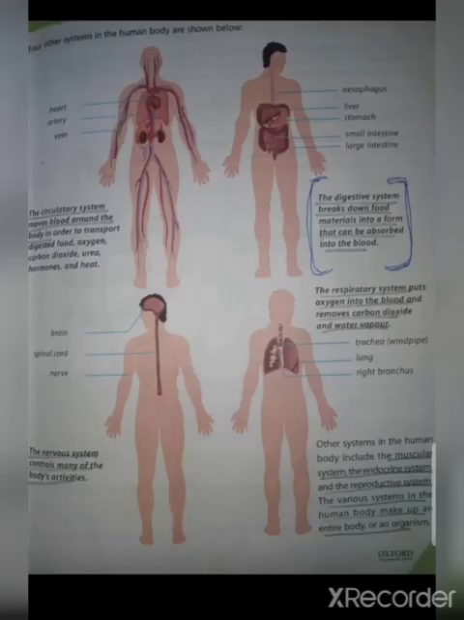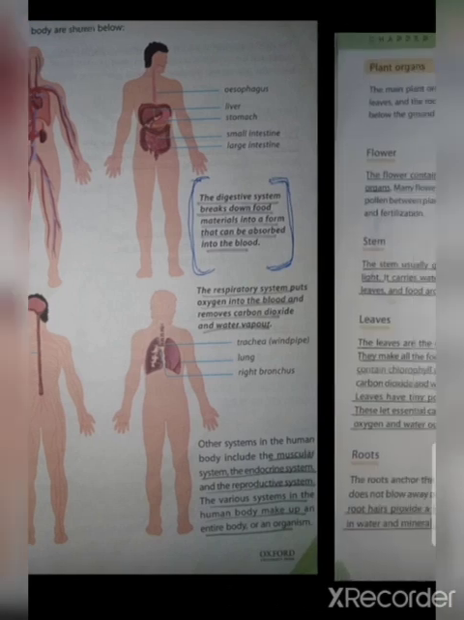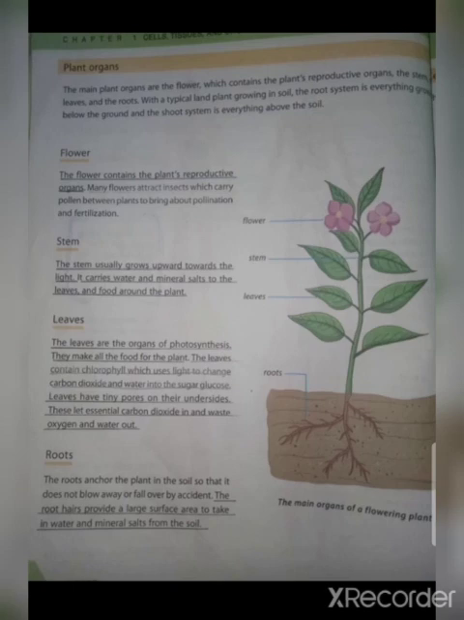On the screen you can see the highlighted statements, so you must read all these statements. The circulatory system function, the nervous system, digestive system, respiratory system. So underline all these important statements as you can see on the screen. And again on this page of plant organs you have to underline all the important statements of flower, stem, leaf and root and their function. So you must highlight all these statements in your book as well.